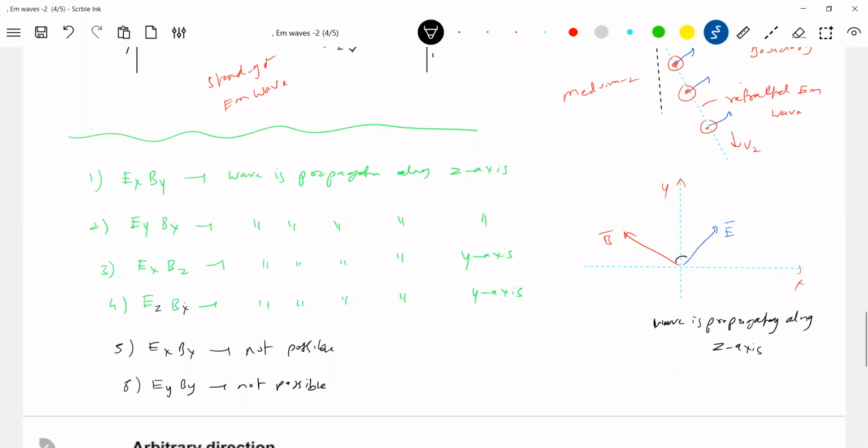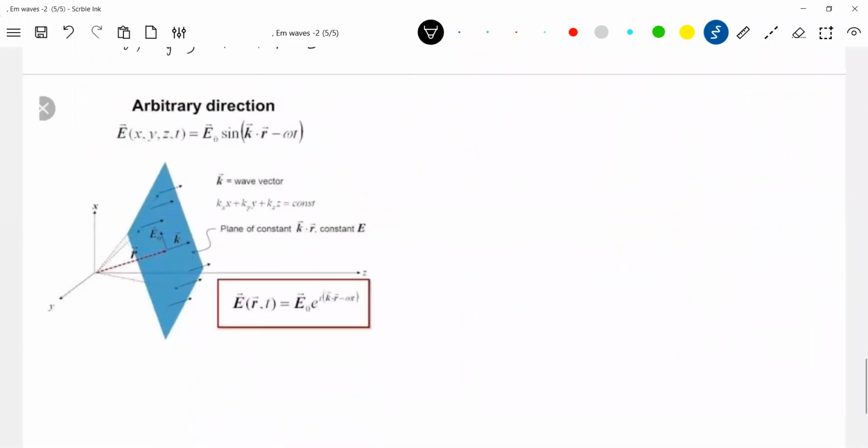Okay, now how to show that the wave is propagating in a plane? We go for a general representation like this here. K vector. This K vector is called a propagation vector, or wave vector. Very important. If a wave propagates along x-axis, k dot x bar, how much will it become? Only kx. If a wave propagates in a space, then this propagation vector will become very useful for us.